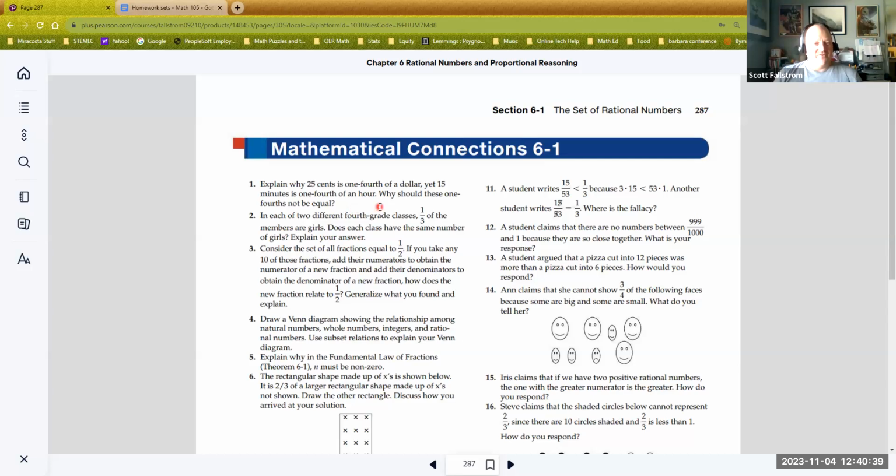So yeah, 15 minutes is 1/4 of an hour. 25 cents is 1/4 of a dollar. Aren't those fourths or quarters supposed to be equal? It's a quarter. And then we'll leave that.